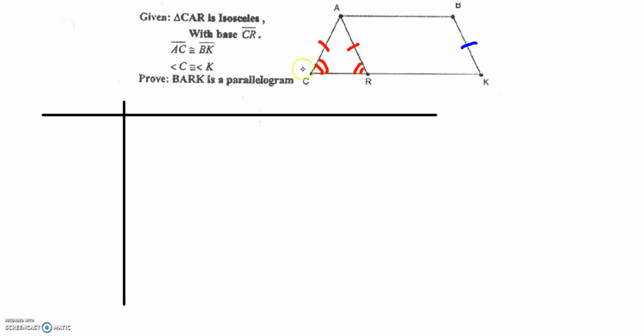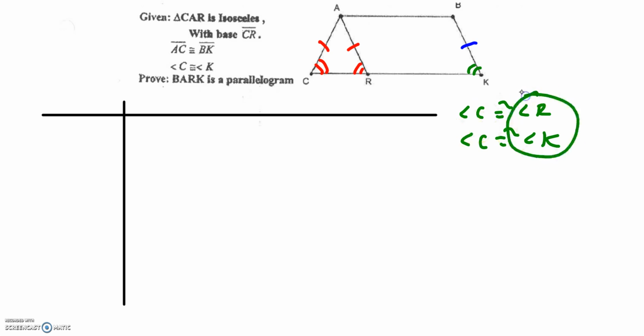The problem also says that angle C and angle K are congruent. So it looks like I'm going to be using the transitive property because my goal is to prove that this is a parallelogram, and I have to use one of those 5 ways to do so. So I'm just going to write down a few quick notes. I know that because of the isosceles, angle C and angle R are congruent. It gives me that angle C and angle K are congruent. So by the transitive property, I know that R and K are congruent.